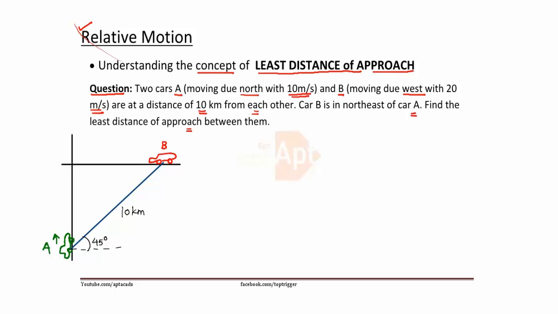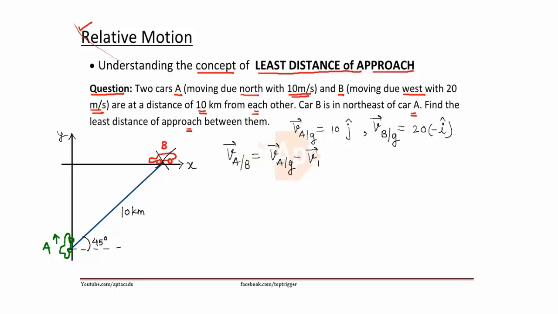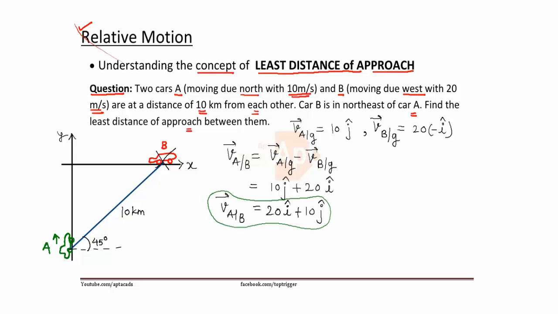So let's write here: velocity of A with respect to ground is 10 j cap, of course in meters per second. Velocity of B with respect to ground is 20 minus i cap. This is the x axis, this is the y axis. Now let's take B as the reference point. So we will find the velocity of A with respect to B. This is velocity of A with respect to ground minus velocity of B with respect to ground. So this is 10 j cap plus 20 i cap, or let's rearrange it, it is 20 i cap plus 10 j cap. Now draw this vector VAB starting from A.